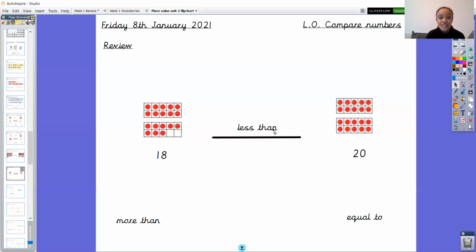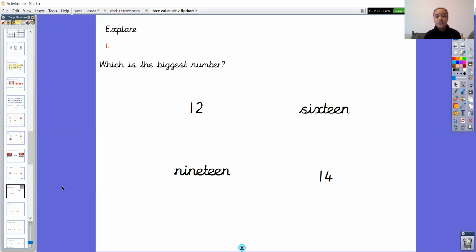So let's move on to today. So we're going to still be doing comparisons. So we're going to be comparing, but this time we're not going to have groups of objects. It's just going to be the numbers. Okay, so we're going to start off by thinking about numbers which are big and numbers which are small. Okay, so here I have got 4 numbers.